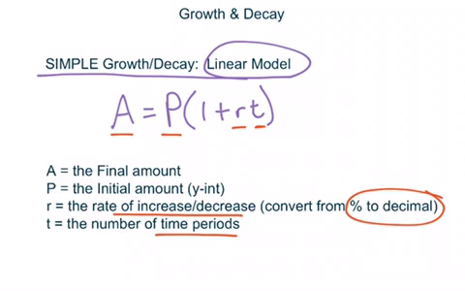All right, now notice that this is going to be a linear model. We do not have any exponents in this model, so it is linear. That means our graph is going to look like a straight line.